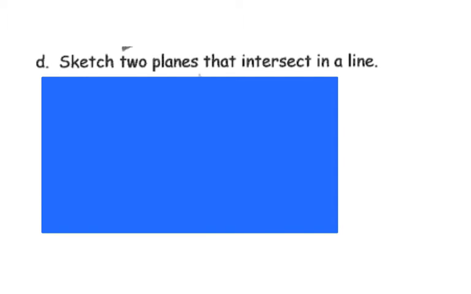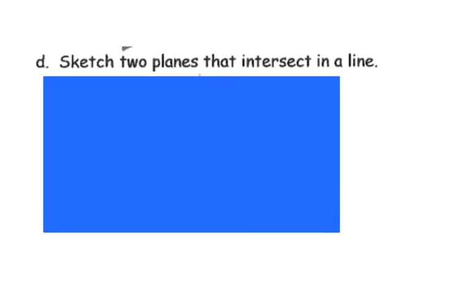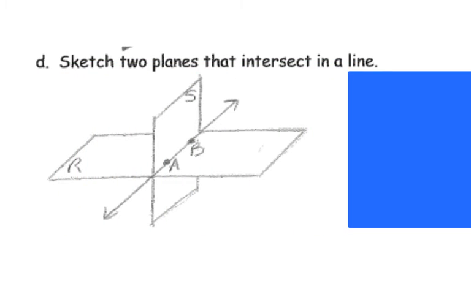D, sketch two planes that intersect in a line. So this is going to be a little bit trickier to draw, I know, but your masterpiece should hopefully resemble something that looks like this. Okay, so I have plane R and plane S, and they intersect at line AB.